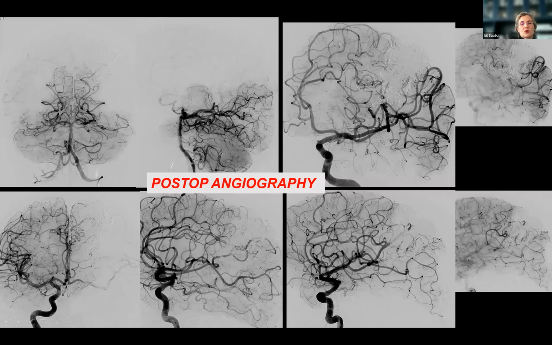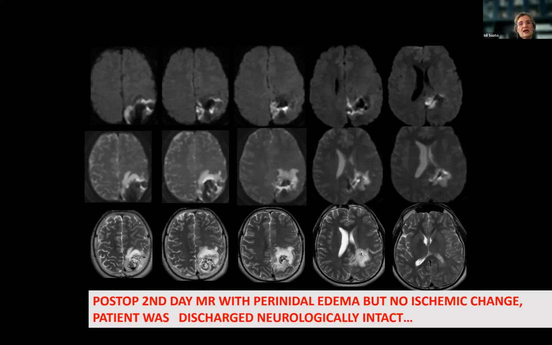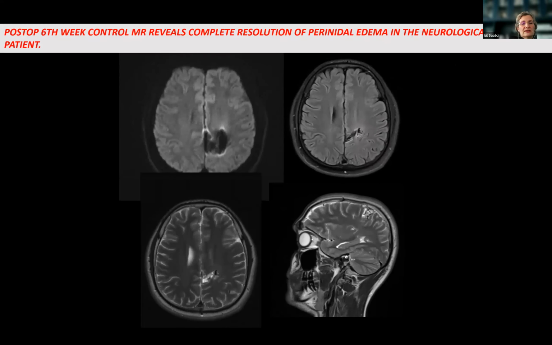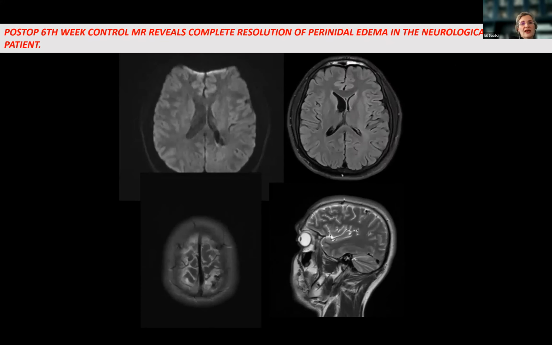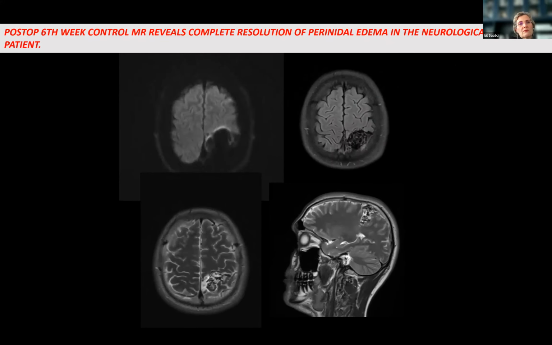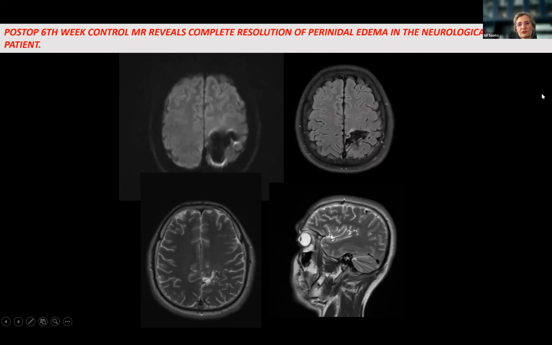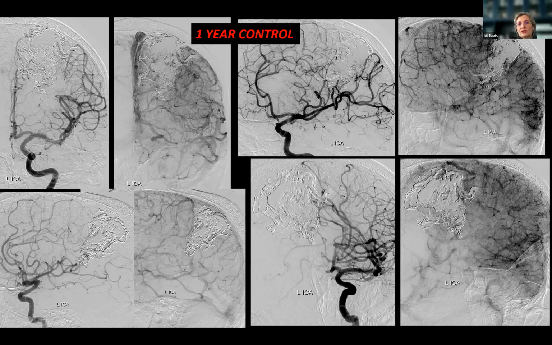And this was the post-operative angiography. And this was the MRI, post-operative second day with significant edema, but no diffusion restriction, meaning no ischemia. This patient had a one-time seizure, but the edema resolved, and the post-operative 6-week control MR reveals complete resolution of the perinidal edema. And at 1-year control, you see the stable occlusion.